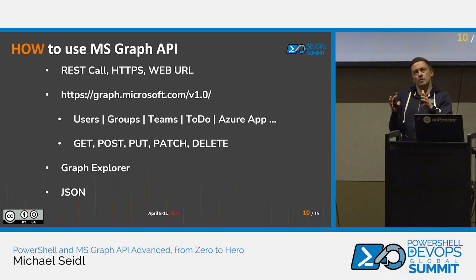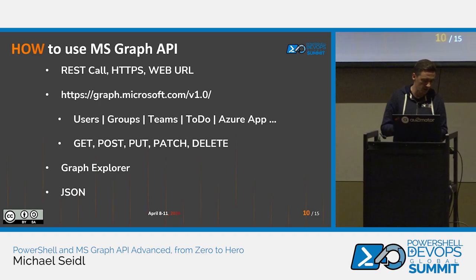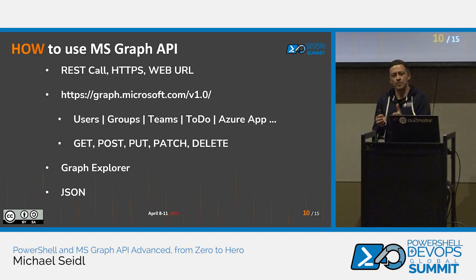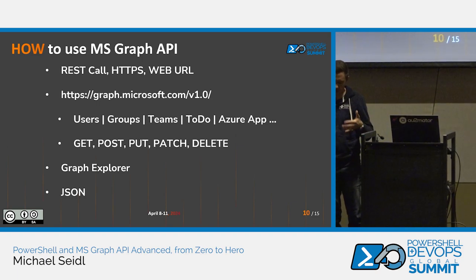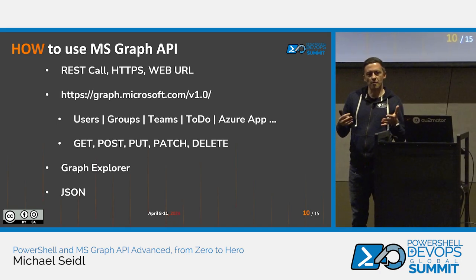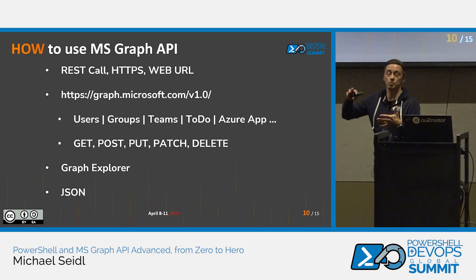If you're new to Graph API or you want to test those things I'm showing you later today, use the Graph Explorer. It's a web GUI from Microsoft to learn and to test Graph API. So to build the JSON, to build the commands, to get the correct URLs. And of course, when you have to work with Graph API, make sure you know how to write JSON.